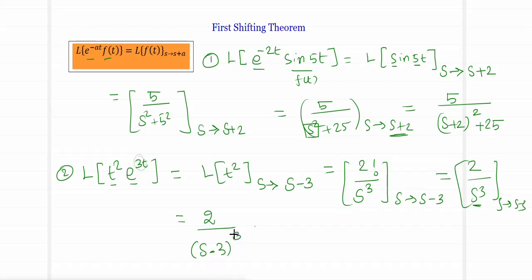I hope you have understood the first shifting theorem. Now let us move on to the second property of Laplace. This second property is called the derivative of transform, which states that Laplace of t power n f of t is minus 1 power n d power n by ds power n into Laplace of f of t. When f of t is multiplied by t to any power n, then the derivative is taken n number of times for the Laplace and then multiplied with minus 1 power n.